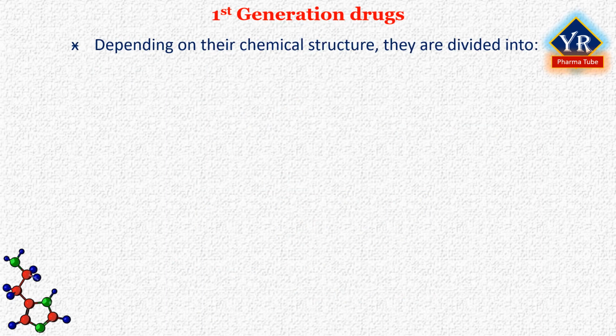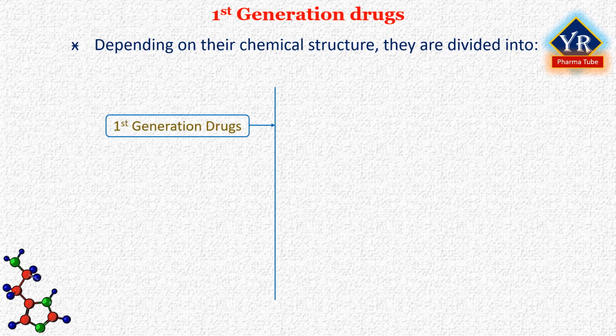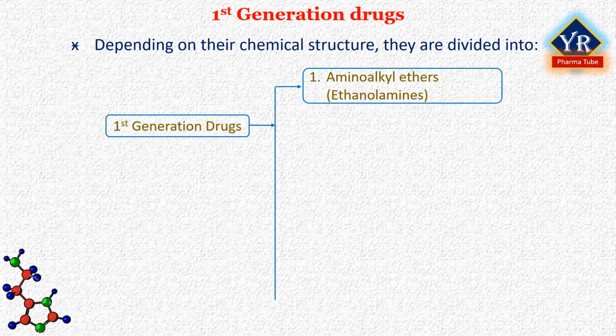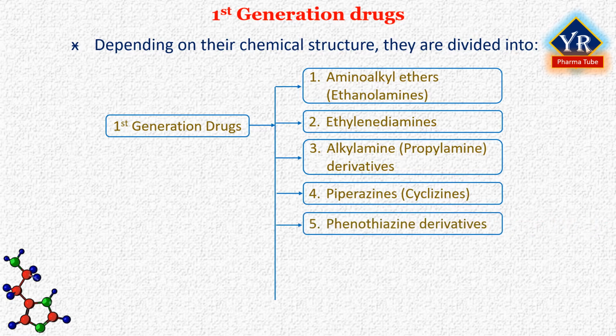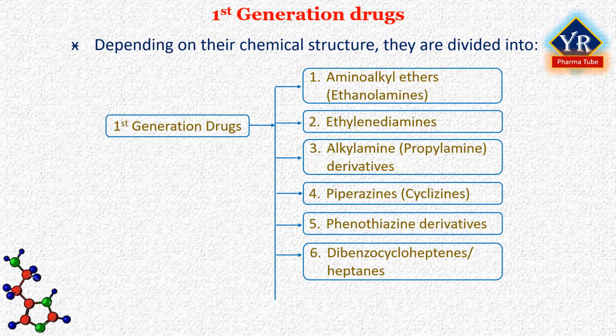H1 histamine receptor blockers can be grouped according to their chemical structures. Number 1, aminoalkyl ethers or ethanolamines. Number 2, ethylenediamines. Number 3, alkylamines or propylamine derivatives. Number 4, piperazine or cyclizine derivatives. Number 5, phenothiazine derivatives. And number 6, dibenzocycloheptenes and dibenzocycloheptanes, and others, say miscellaneous drugs that do not belong to a specific chemical classification. In the coming slides, we see the details of the individual classes of drugs with structures and other properties.